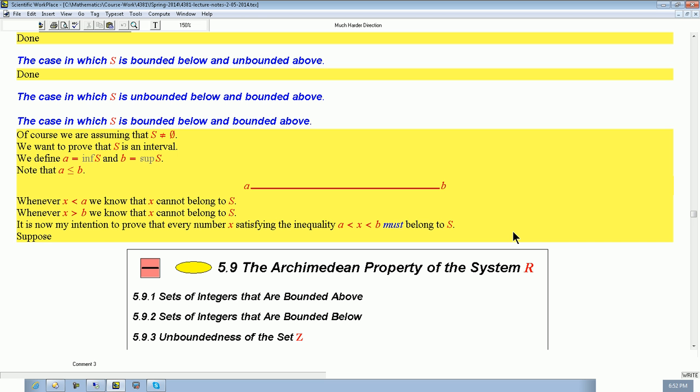So, how do you prove that every number satisfying this inequality does some job? Suppose that A less than X less than B. That's how you prove that every number satisfying this inequality will do some job. You write a suppose statement: suppose that X satisfies this inequality.